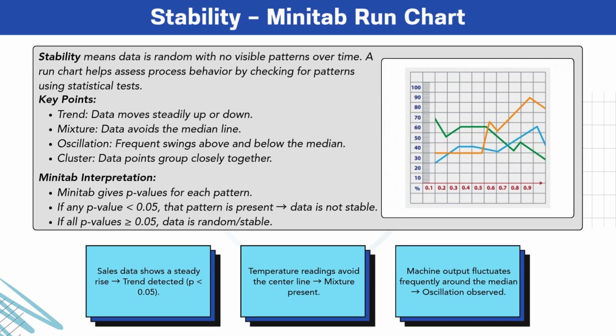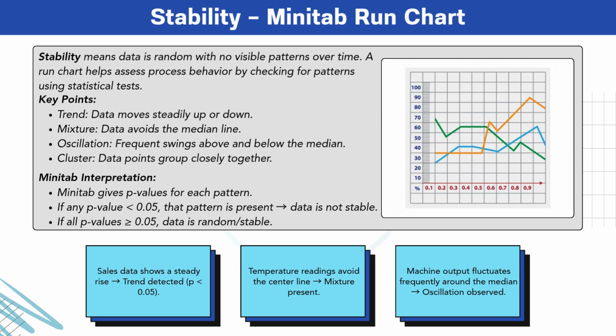A run chart is a simple but powerful tool that helps us identify these patterns. There are four main types of patterns to watch for. Trend: data moves steadily upward or downward over time. Mixture: data avoids the centerline or median. Oscillation: data fluctuates rapidly above and below the median. Cluster: data points are bunched together, indicating potential grouping.